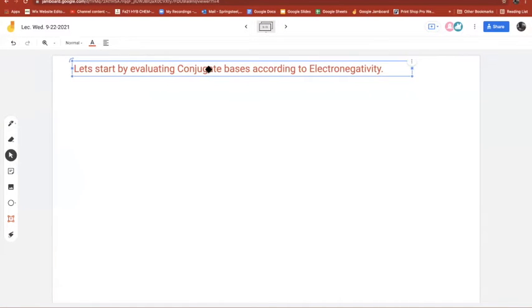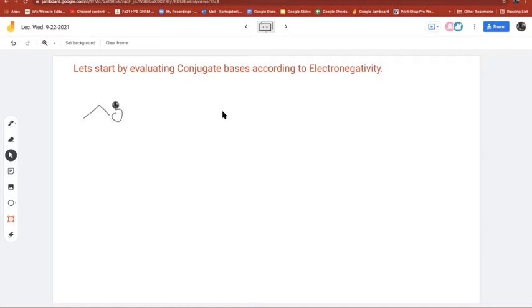So we'll start by evaluating conjugate base for electronegativity. I'm going to show you 2 molecules, and we're going to predict which one is the stronger acid. So we'll start off with ethanol. Actually, I'm going to color code it.